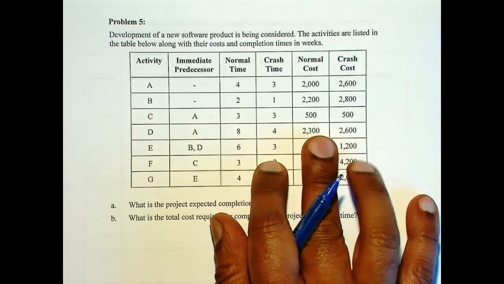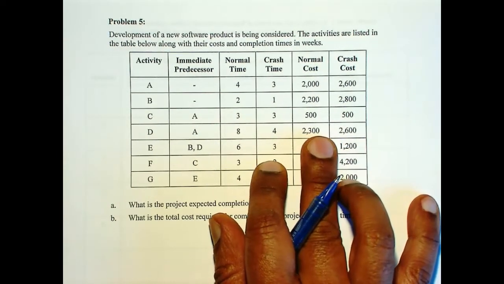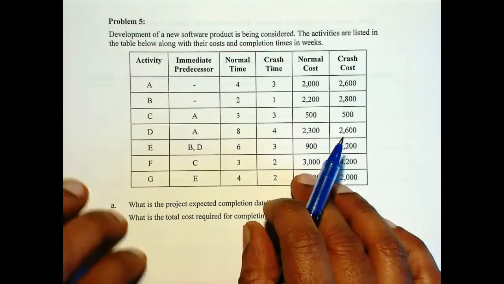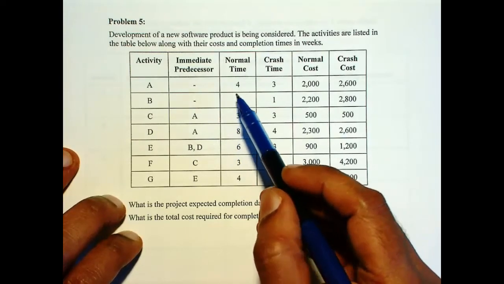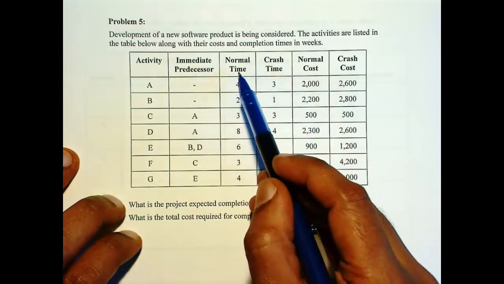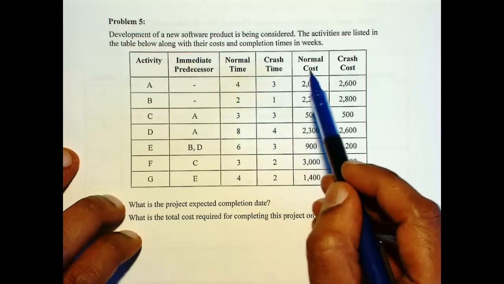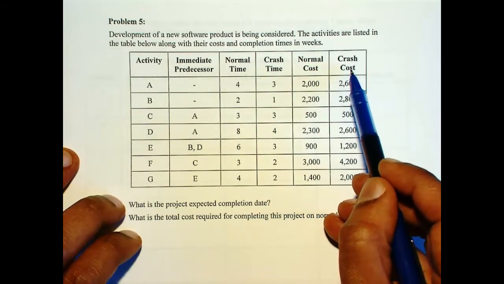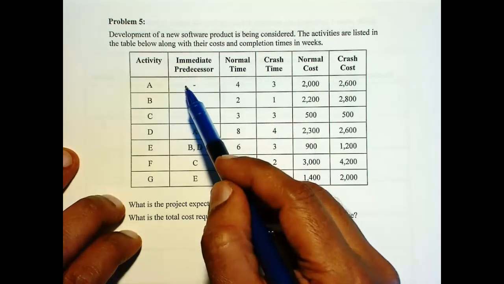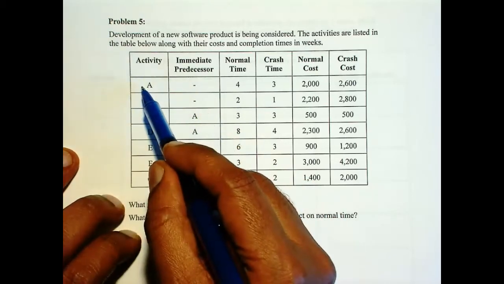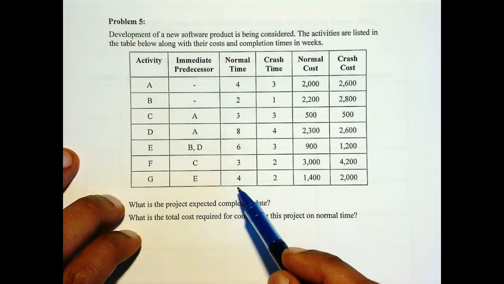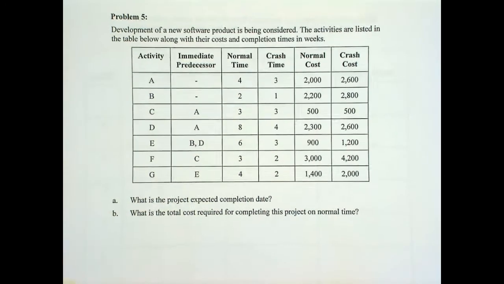Problem number 5. We're going to do some crashing in this example. To do crashing, we need 4 columns of data: normal time, crash time, normal cost, crash cost. Now we need to start with drawing the network, using the normal time, to find the project completion time.